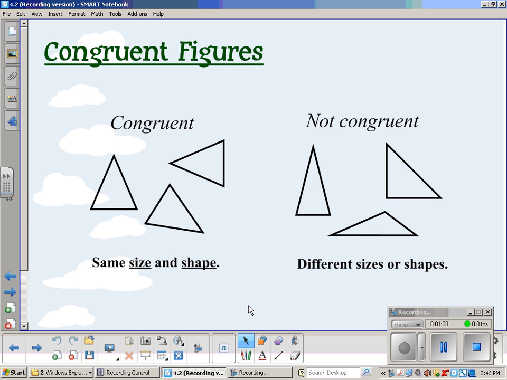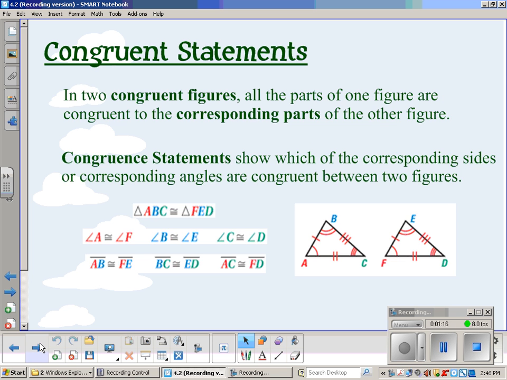It just takes one different side length or one different angle measure, and the triangles can no longer be considered congruent. All right, so now we're going to talk about when we have congruent figures, what we're actually seeing. In two congruent figures, all the parts of one figure are congruent to the corresponding parts of the other figure. In triangles, that means all of the angles in one triangle are congruent to all of the angles in the other triangle that correspond in the same positions. The same thing with the sides. A congruent statement tells us which of the corresponding sides or corresponding angles are congruent between these two figures.